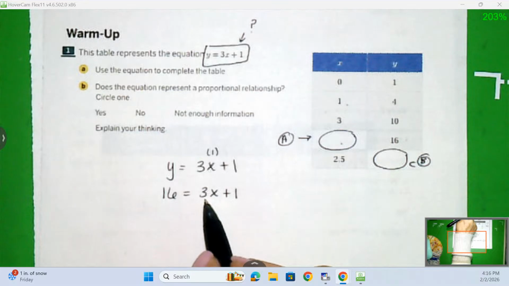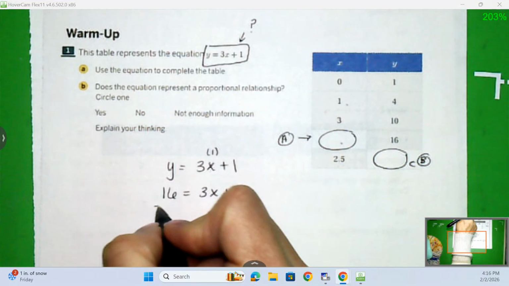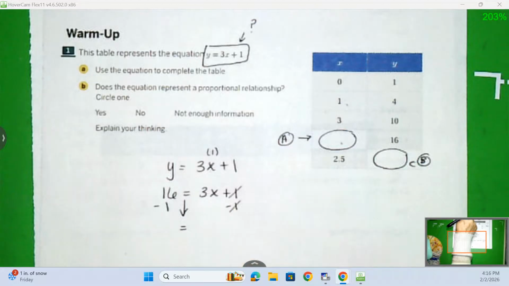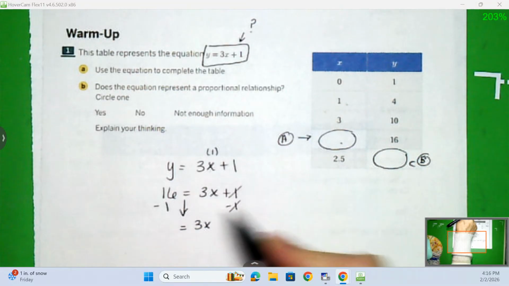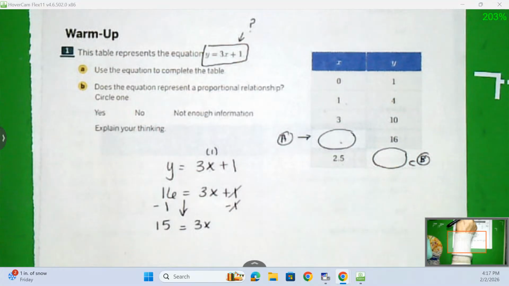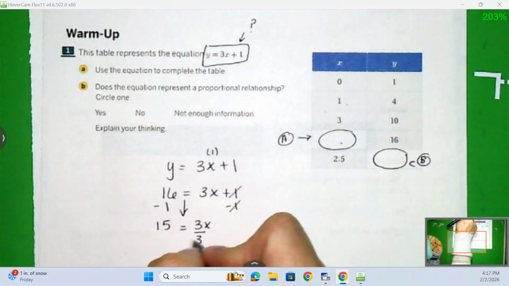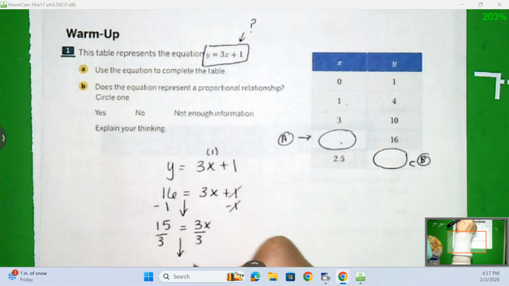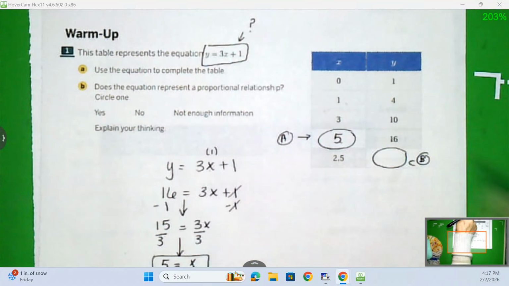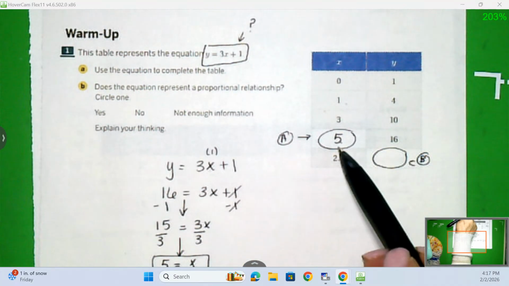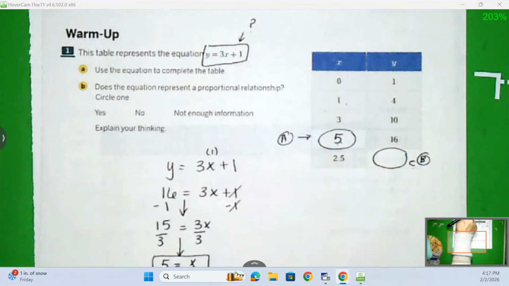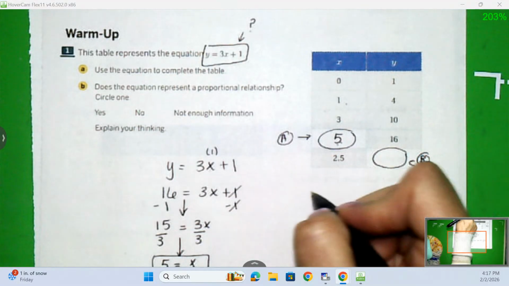Solving for x here, we subtract 1 on both sides, lining up that equal sign. Plus 1 and minus 1 are a zero pair, and we have 3x equals 16 minus 1, which is 15. If 3x is 15, to solve for x we divide by 3, and we get x equals 5. So we put our 5 here. And then you can check it: 5 times 3 is 15, plus the 1 is 16. So it works.